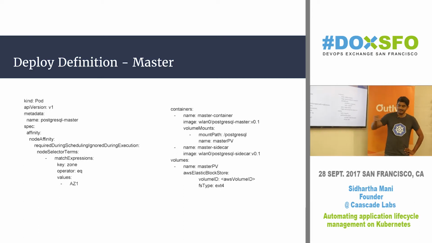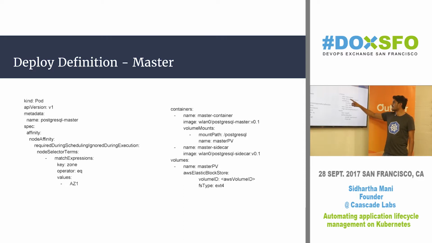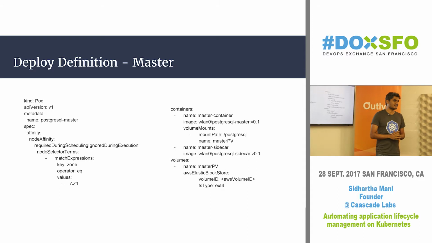So this is a Kubernetes definition. It's an actual pod spec without any decorations on it for just launching the master pod, the PostgreSQL master that I just launched just now, and it chooses the zone in which it should be launched. It says zone equals AZ1, and it mounts a volume and runs two different pods, and this is the volume definition. I would say this file is complicated. Wouldn't you agree? This file is not the easiest to read and understand.